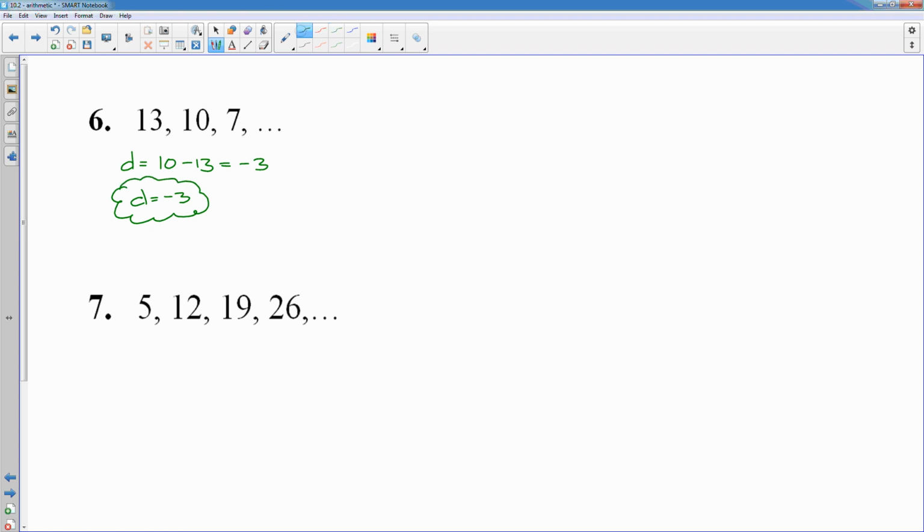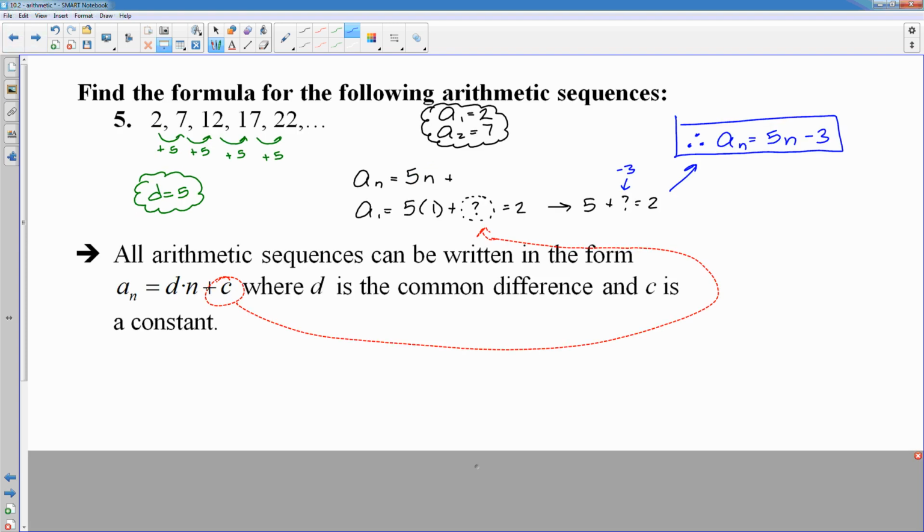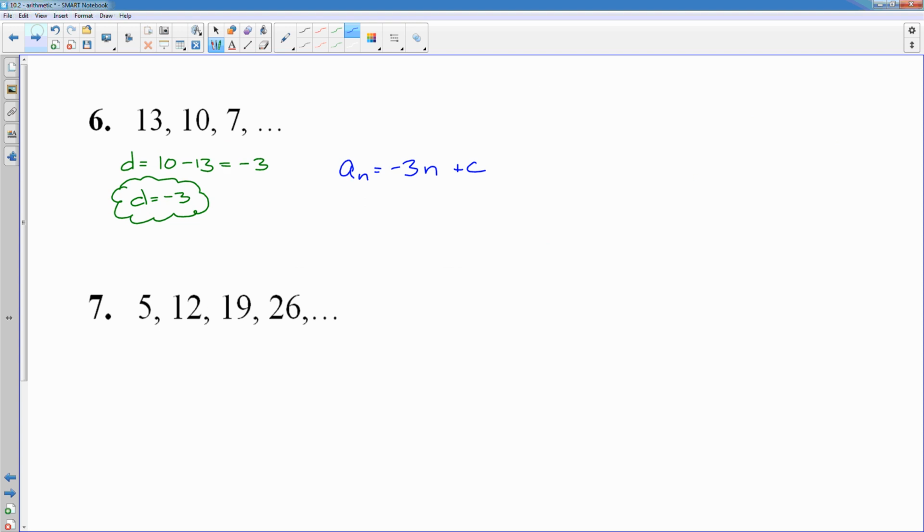And if I know my common difference, then I know that my sequence is given by the formula negative 3 times n plus some unknown number c. And that unknown number c, that's what we're going to solve for off of this formula right here. And then I just pick any number. What I have here is 3 terms. I know that when n is 1, I should get 13. When n is 2, I should get 10. And when n is 3, my third term is 7. Really doesn't matter which one you plug in. I'll just plug in 1 because I like to use smaller numbers.